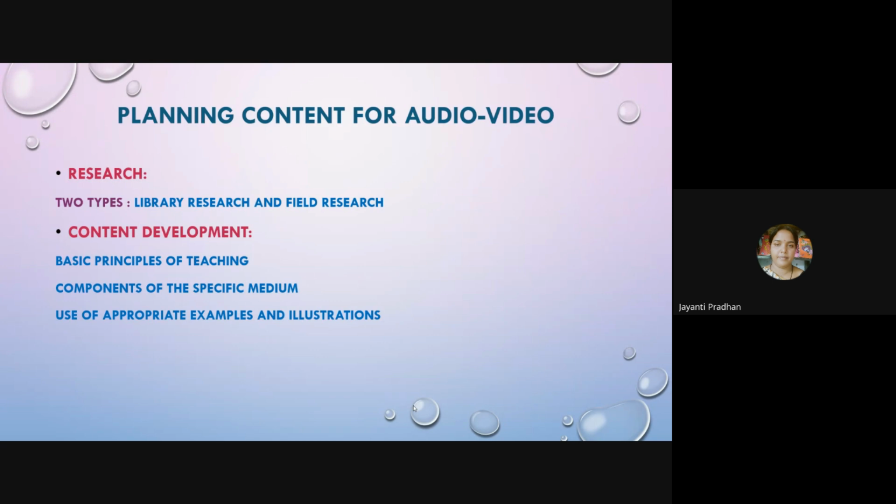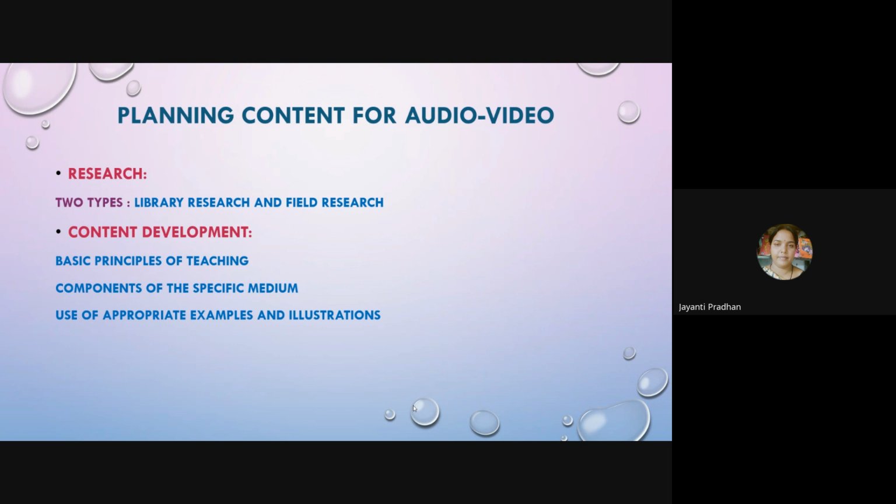In content development, we must follow the basic principles of teaching, because we are going to transact the content, the curriculum, to the learner. So basic principles of teaching are to be followed, and components of the specific medium are to be considered. What components should be emphasized if we are preparing an audio content? What components should be there if we are preparing a video or an audio video component? So we must focus on the components.